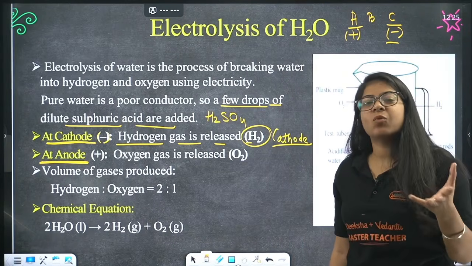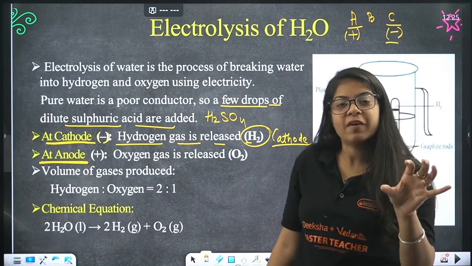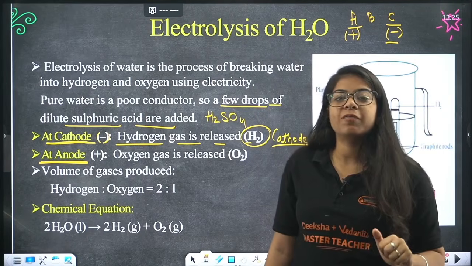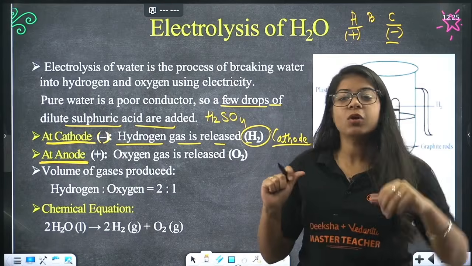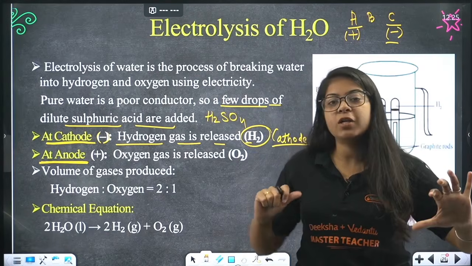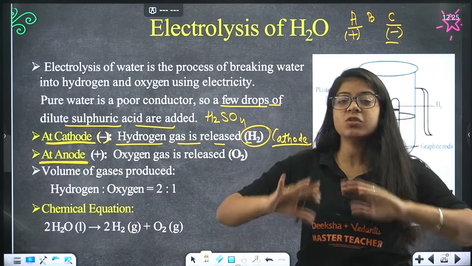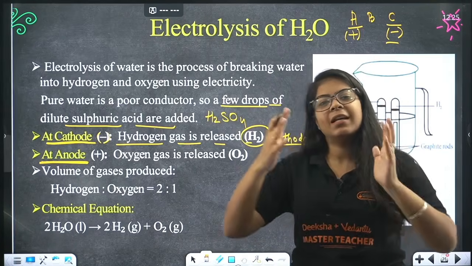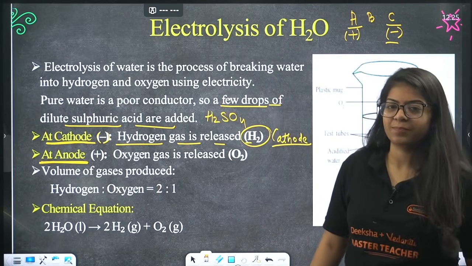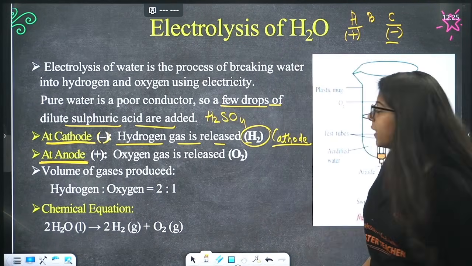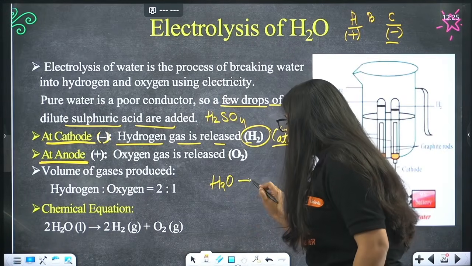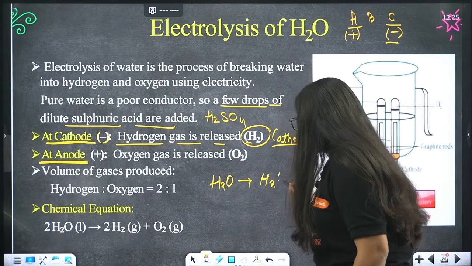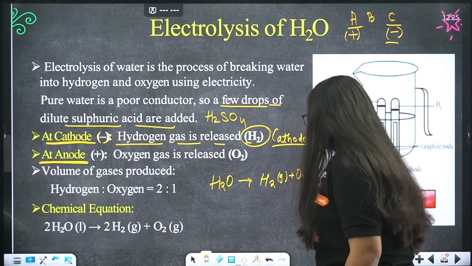Now obviously in water, H2O, there are 2 atoms of hydrogen for 1 atom of oxygen, right? So the ratio will be what? 2:1. So 2 times hydrogen will be produced, 1 times oxygen will be produced in a single electrolysis. Okay. What is the chemical reaction? Obviously, ma'am, breaking down of water. H2O breaks down into H2 gas plus O2 gas.